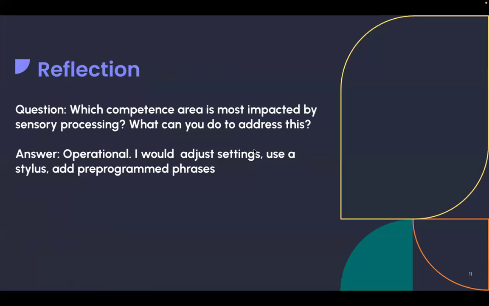So my reflection question that I asked is, which competence area is most impacted by sensory processing, and what can we do to address this? And the answer is operational. And I would adjust the settings, use a stylus, and add pre-programmed phrases. So I thought that this reflection question helps us think about practical ways to support AAC users with sensory challenges.